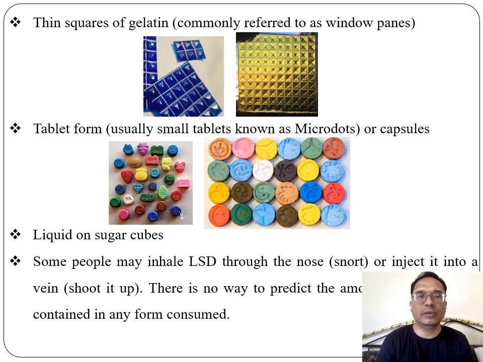The second form of LSD is thin squares of gelatin sheets, which are commonly referred to as window panes. The tablet form or capsules are also observed on the streets. Liquids are poured on sugar cubes. Some people may inhale LSD through the nose or inject it into the veins. There is no way to detect or predict contamination, or which LSD sample contains adulterants.